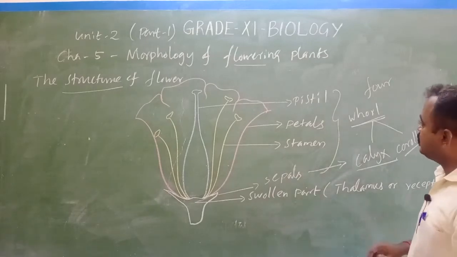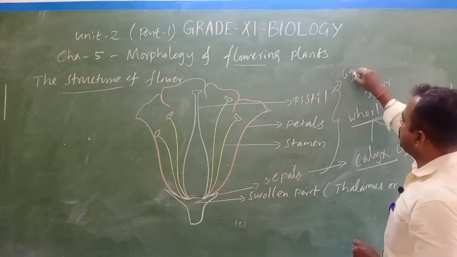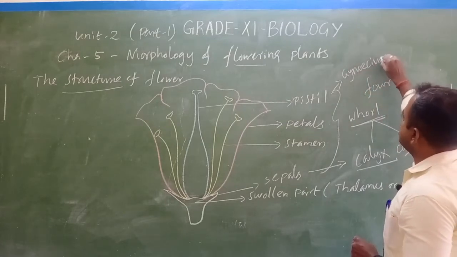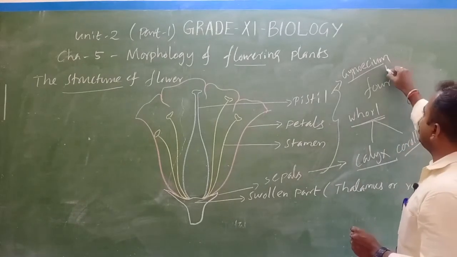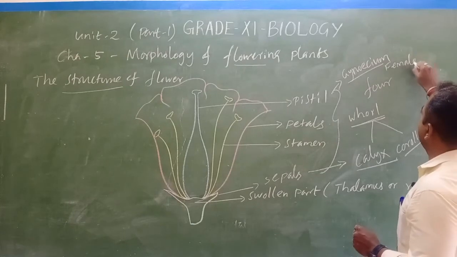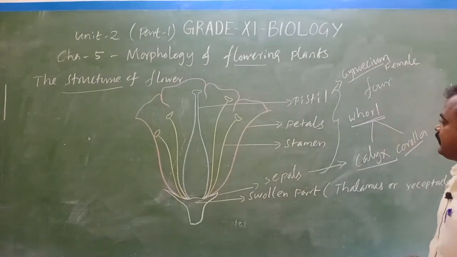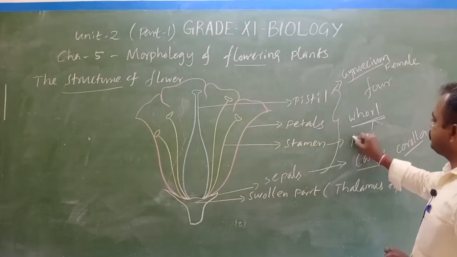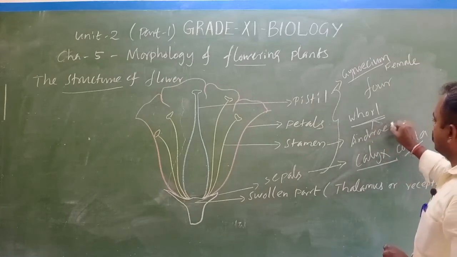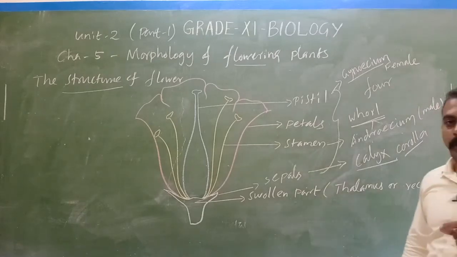The next one, pistil. Pistil is gynoecium. Pistil is what? Gynoecium. It is the female reproductive part. Then stamen. It is androecium. Androecium is the male reproductive part.